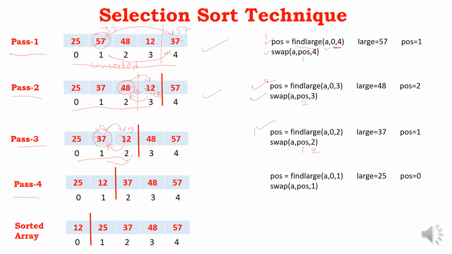37 and 12 are swapped. So 37 is the largest element. It is moved to its final position. Excluding that, we repeat the same procedure on the remaining 2 elements. So 37, 48, 57 are already in their proper positions.